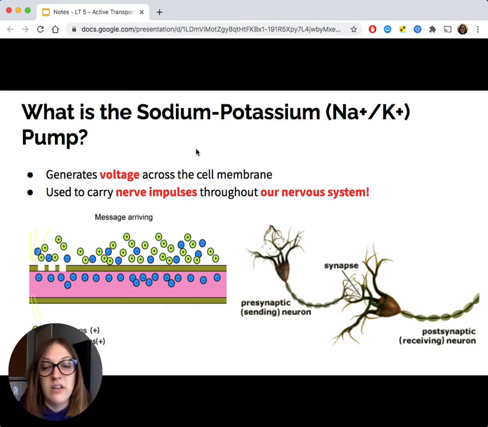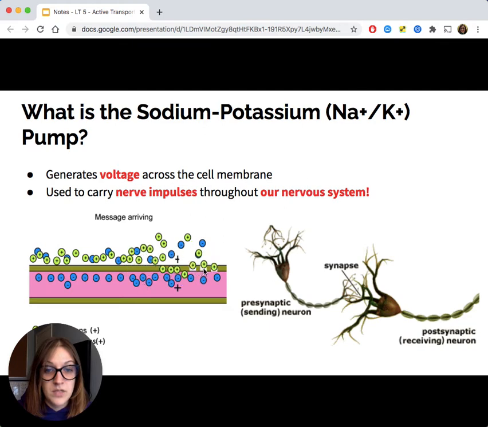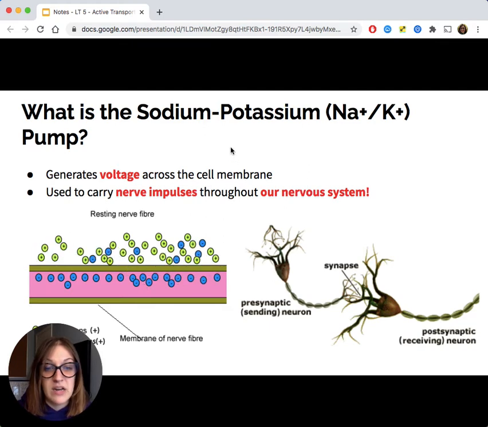I want to show a quick video that illustrates this too. I want to show this one more time. So it creates an electrochemical signal that carries that.